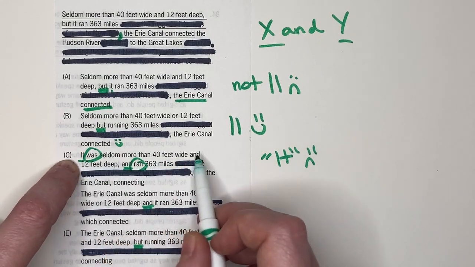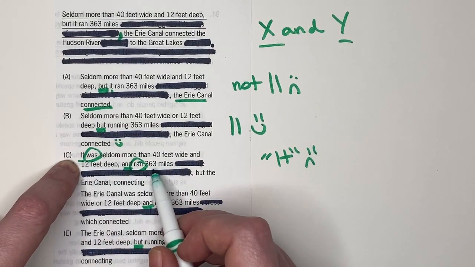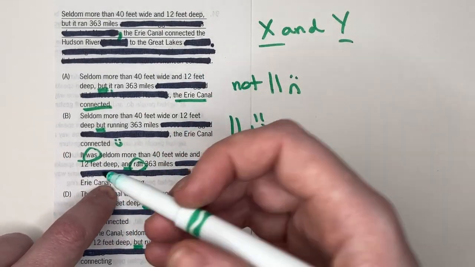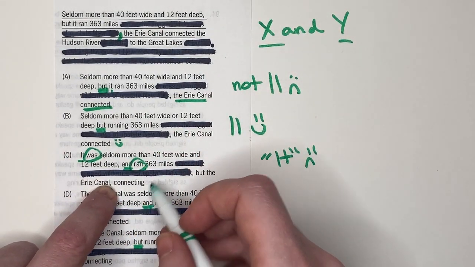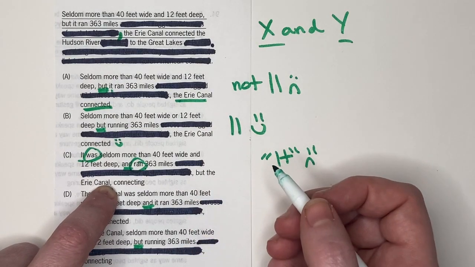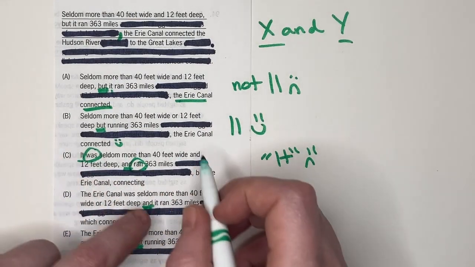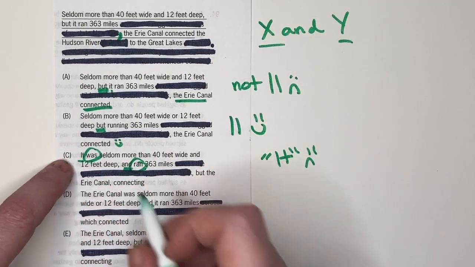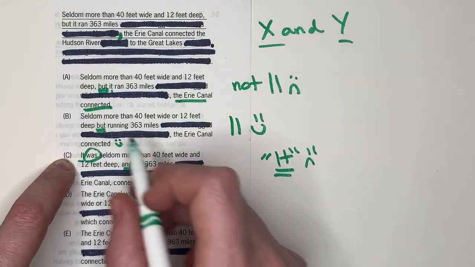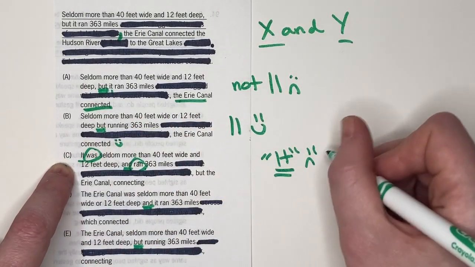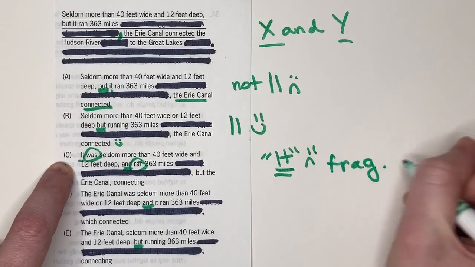It was seldom more than 40 feet wide and 12 feet deep and ran 363 miles, comma, but the Erie Canal, comma, connecting the Hudson River to the Great Lakes. Where's the verb? There's no predicate verb. If this had said, but the Erie Canal connected, okay, you could make an argument for it. I'd still have a problem with that, but it would at least be a complete sentence. So C, despite the length of it, is what we would call a sentence fragment.